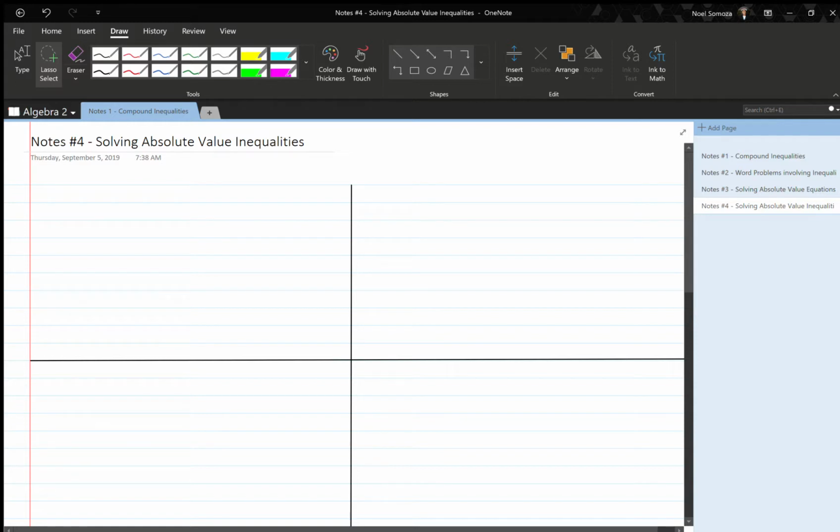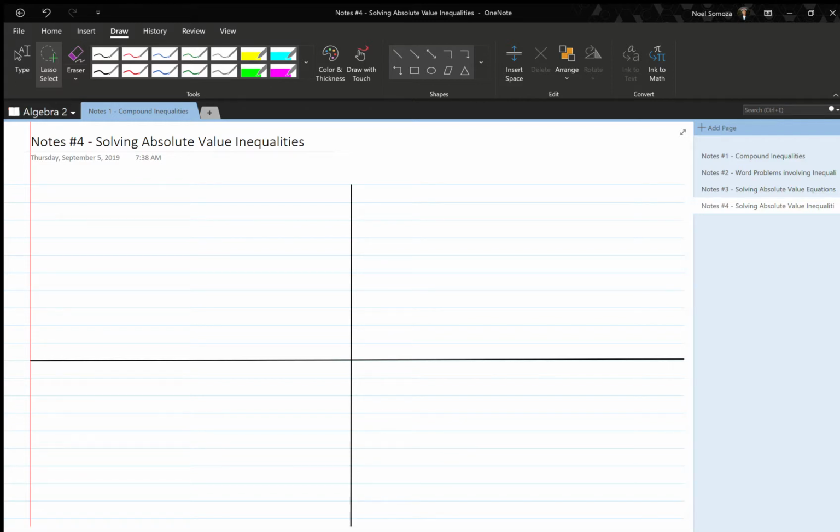So today we're looking at absolute value inequalities. We're gonna need 10 boxes today. You can make 6 on the front, 4 on the back.